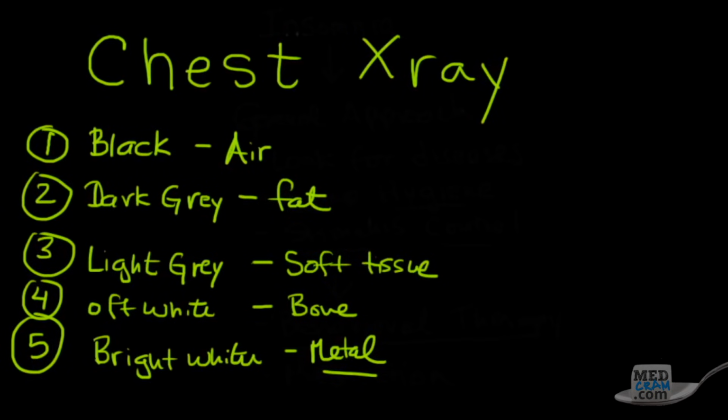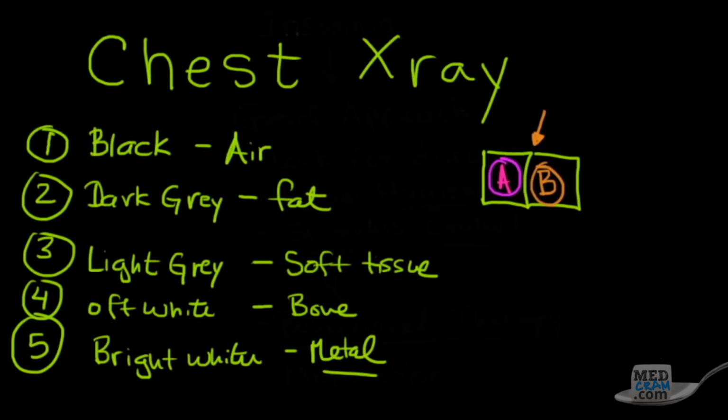Now, because of these different densities, you're going to notice things on the chest x-ray if there's a difference in density by objects that are next to each other. For instance, if we've got object A sitting next to object B, the only way you're going to be able to see this line that separates them is if the density of B is one of these 5 different densities, and it is different than the density of A.